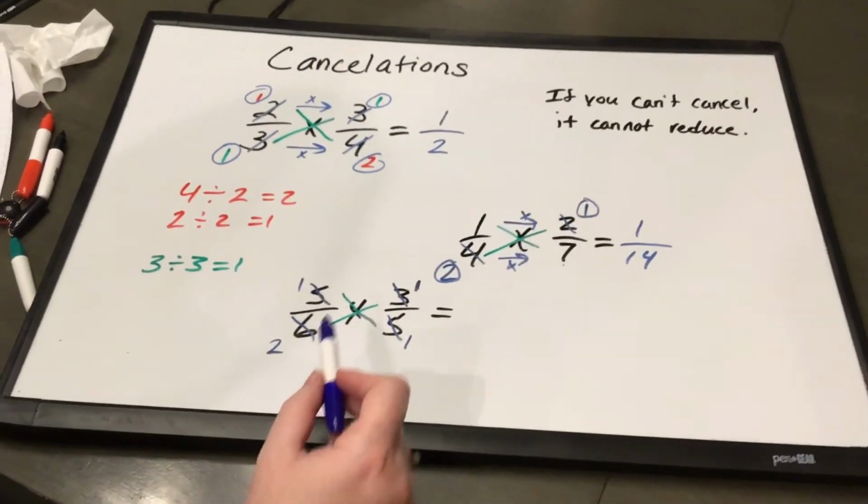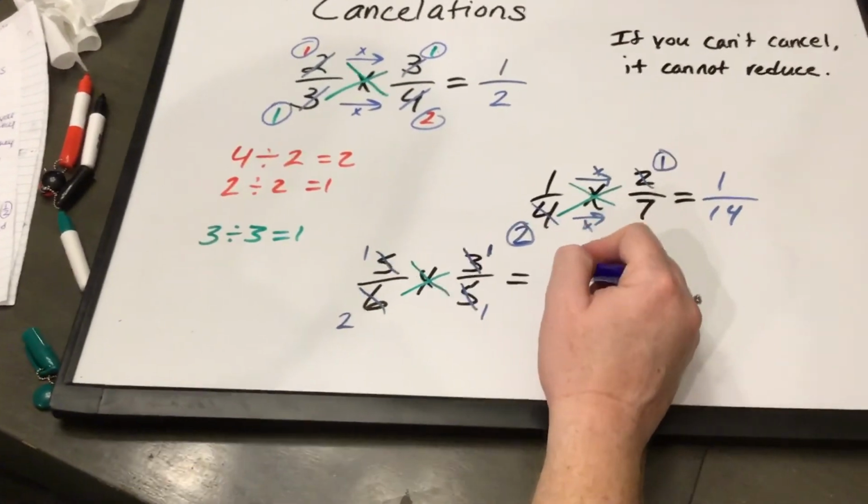Okay, so now we multiply across. 1 times 1 is 1. 1 times 2 is 2.